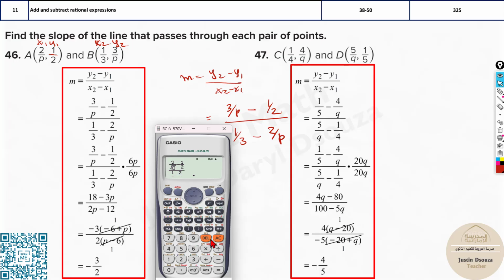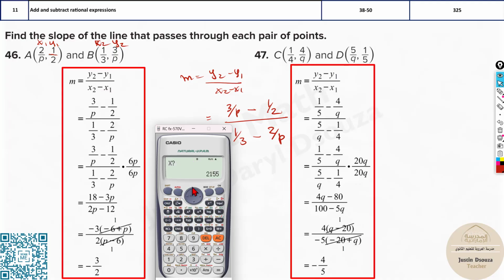This is 5, sorry, not square root, 5, and above here is 1. 1/5 minus 4 by q. So here it is 4 divided by q, that is, I will take it as x. And then what we have is down x2, that is 5 by q. 5 divided by x, and lastly we have minus 1/4 or 0.25. It's up to you. You can write anyway, you'll get the same answer.